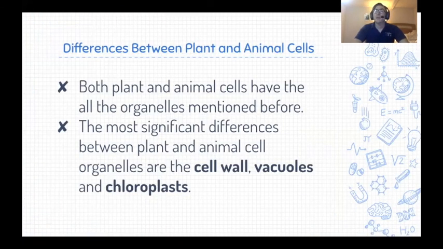Now we're going to talk about the differences between plant and animal cells. Both plant and animal cells can have all the organelles that I mentioned before. Now, the most significant differences between the cells that you will find in a plant and an animal are the cell wall, vacuoles, and chloroplasts, right? It's not the same for me to have a cell in my body because I'm an animal, as opposed to if I go to my yard and pick up a flower, which is also made up of cells. They're going to have very different structures and contents inside of them that distinguish them from my cells.